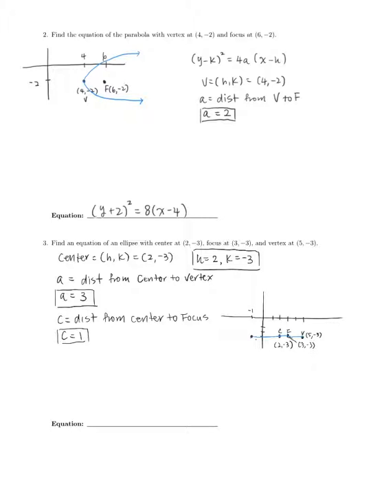So let me just write it out. Note that b squared equals a squared minus c squared, which is going to be, a is 3, so 9 minus 1. So it's going to be 8. So it looks like our b is going to be, let me see, 2 root 2.